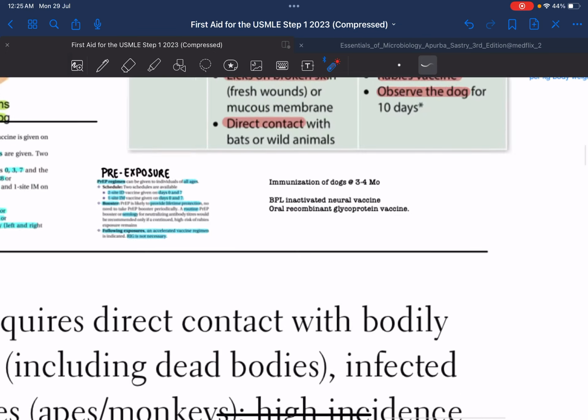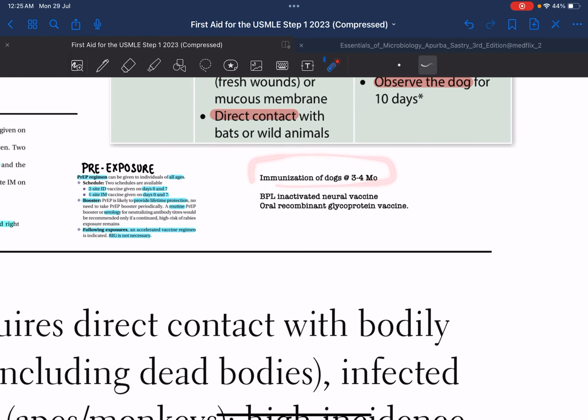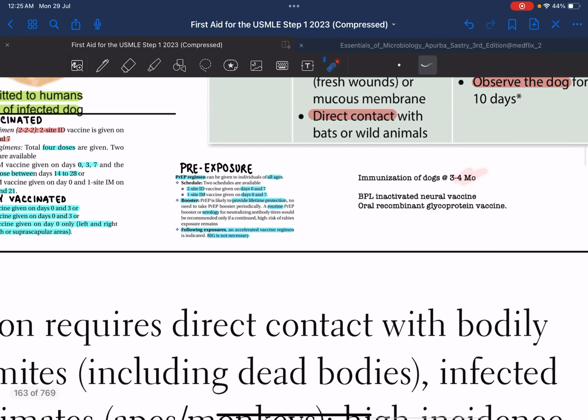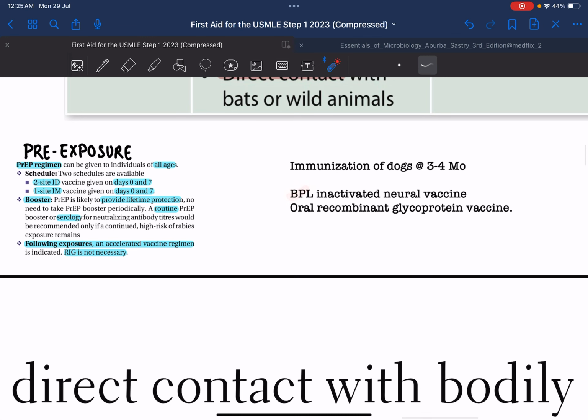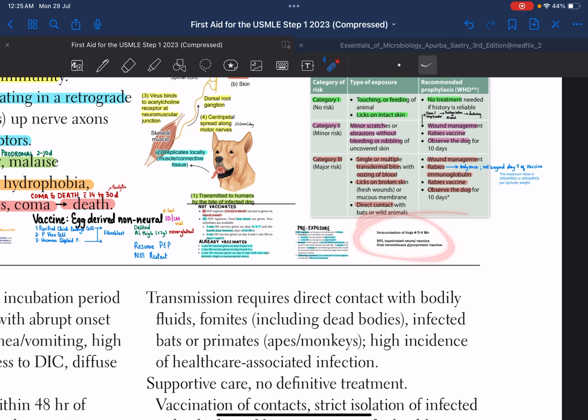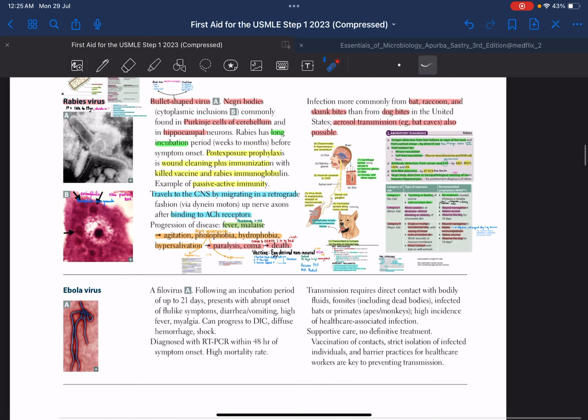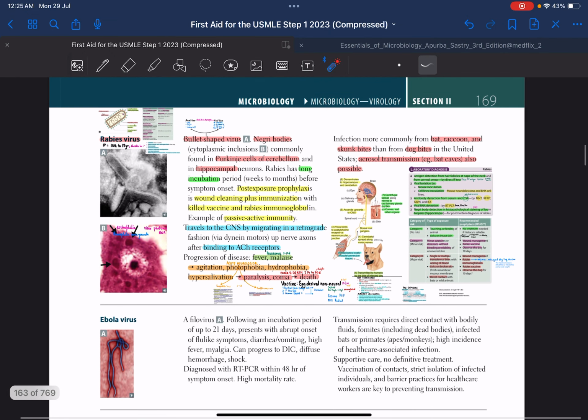Along with all of this, we can even immunize the dogs at the age of 3 or 4 months. We can either give BPL inactivated neural vaccine or oral recombinant glycoprotein vaccine. This is one of the ways by which we can prevent rabies. And that's it about rabies. Just revising it very quick.